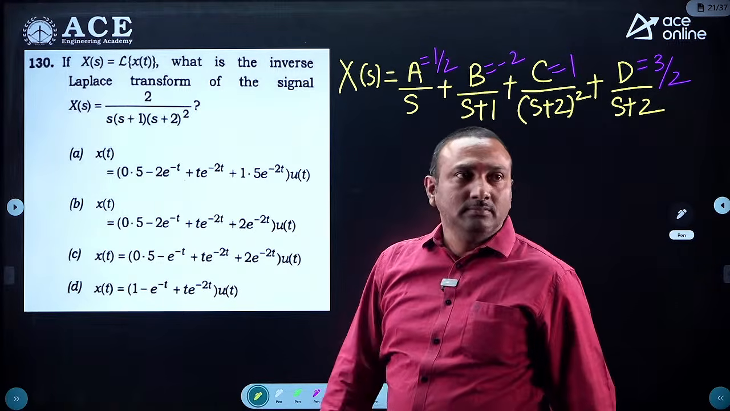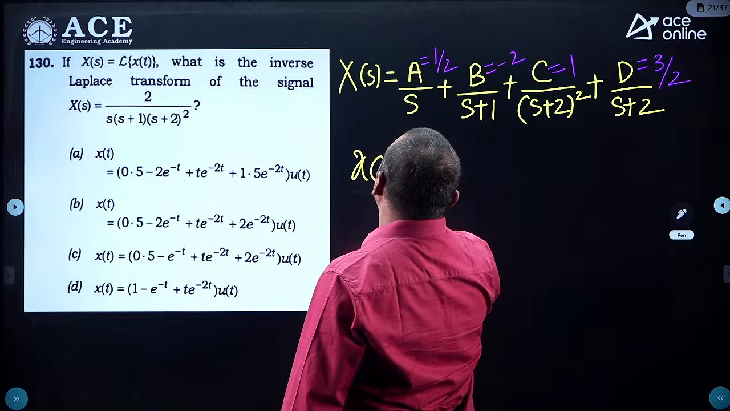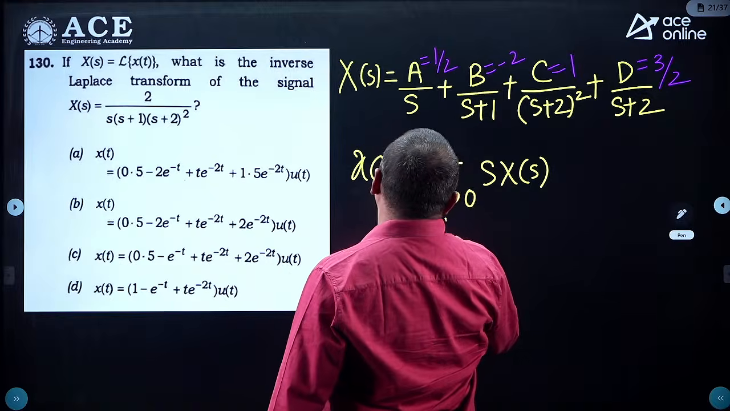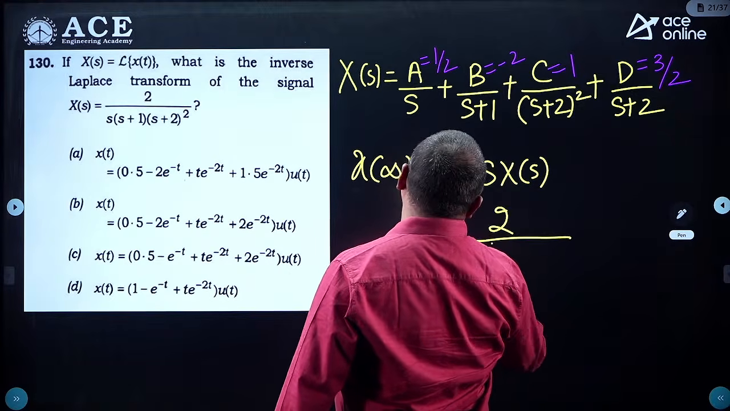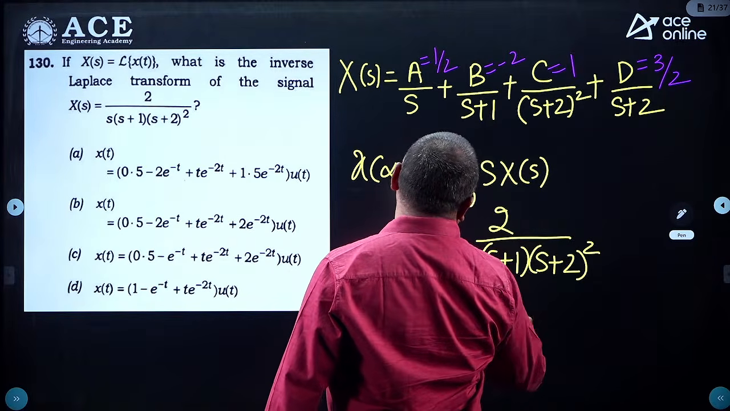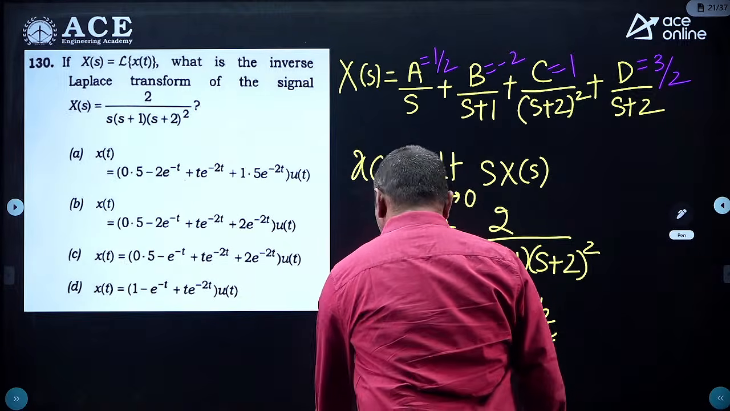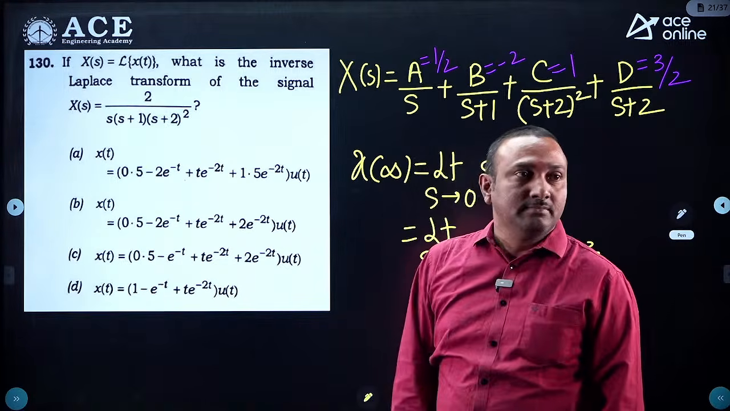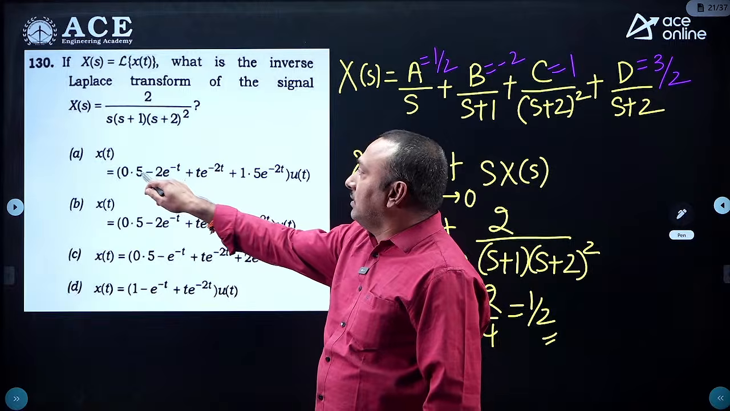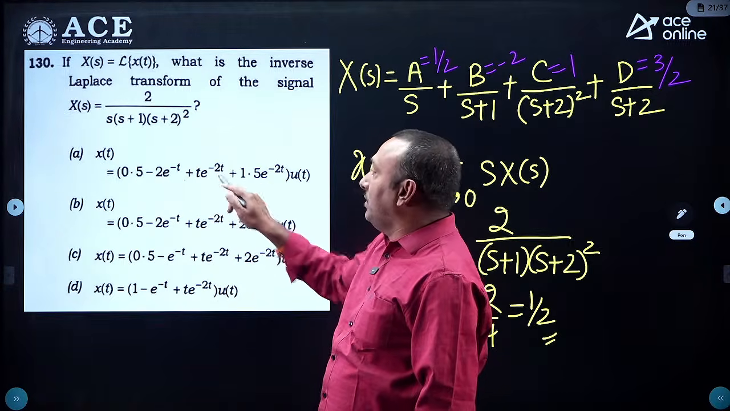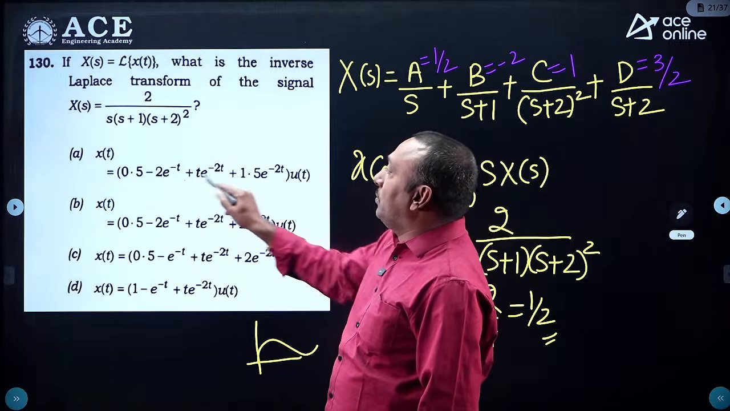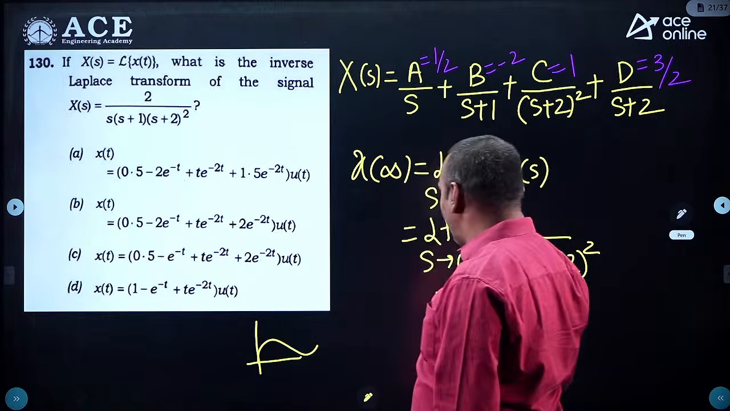Let us apply the final value theorem. What is the final value theorem? Limit s tends to 0, s into X of s. So, limit s tends to 0, 2 by (s plus 1) into (s plus 2) whole square, that is indirectly 2 by 4, half. So, final value is half. Observe which option will have that chance. X of t as t tends to infinity must be 0.5. When I look at the first option, 0.5 as it is, e power minus infinity is 0, t e power minus 2t graph like this roughly. There also it is tending to 0. Here also it is 0, 0.5. 0.5 is satisfied for option A.